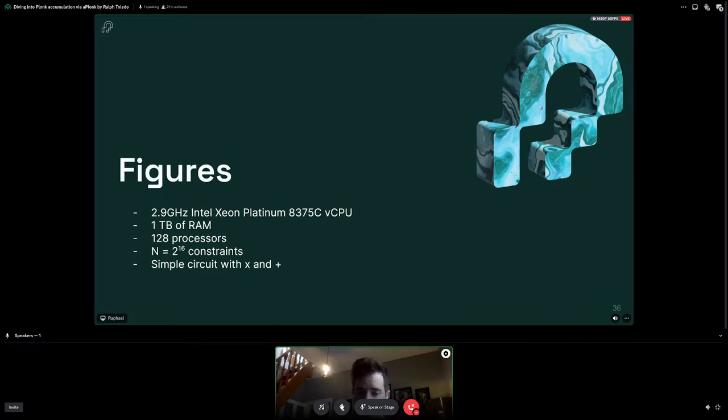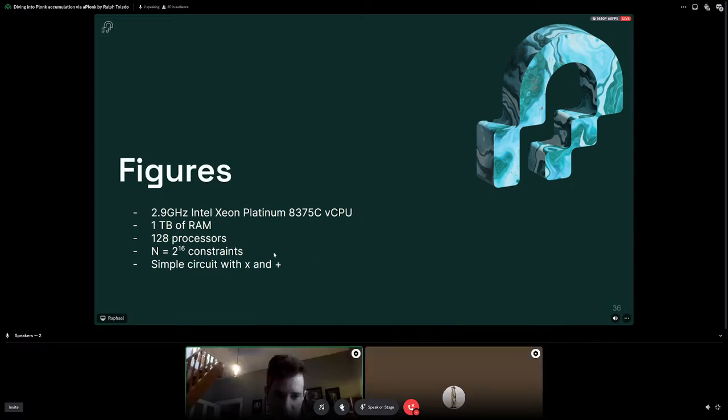We did some tests with distributed machines. Here, the benchmark was done only with one machine with many processors, each processor creating its own subproofs, so committing and evaluating the different wires. We had the circuit with 2 to the 16th constraints in this benchmark. The circuit is a simple circuit with multiplication and addition. This doesn't really matter for the proving time or complexity.